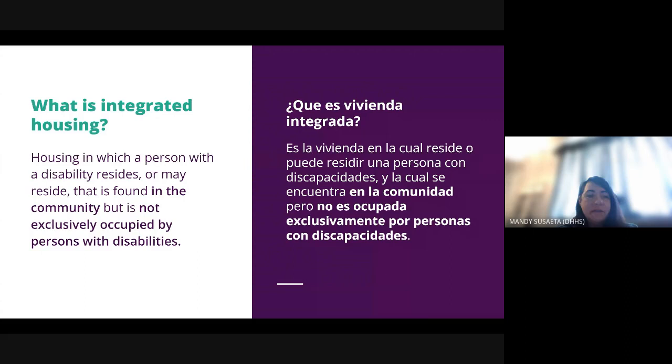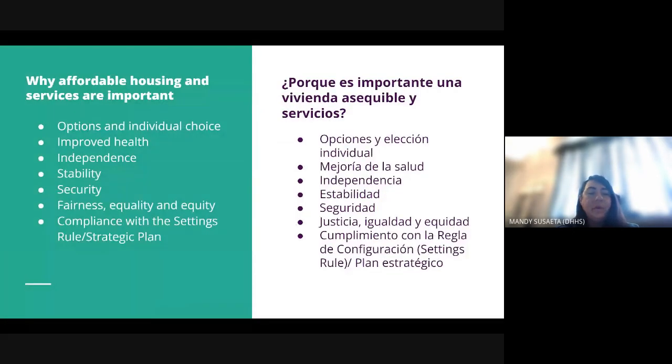So what is integrated housing? Integrated housing is housing in which a person with a disability resides or can reside inside the community. So it would be such as an apartment building where there are units that people with disabilities live in, but then there are also units that are for the general population. Next slide. Why affordable housing and services are important.